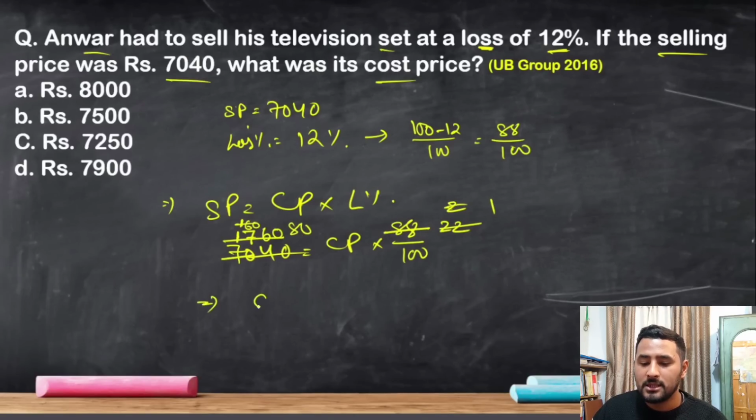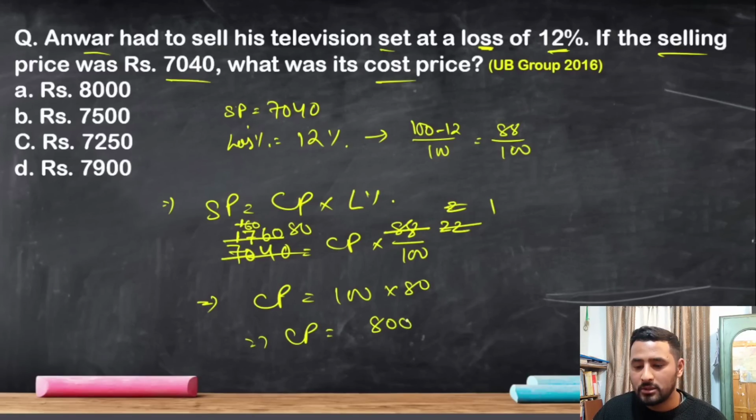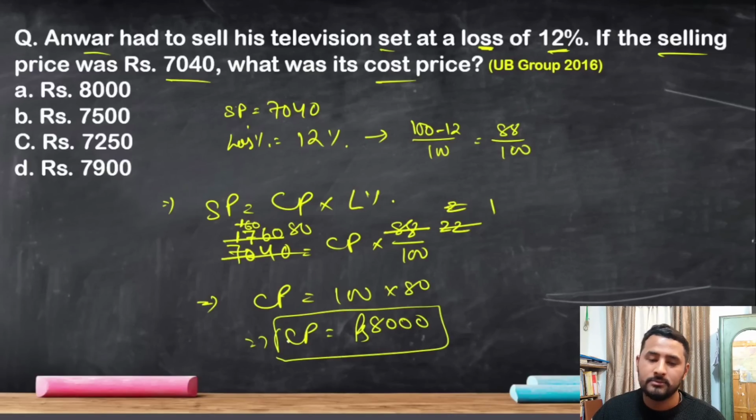So remaining will be how much? CP equal to 100 into 80. You get how much? CP as 8,000 rupees. Clear? CP will be 8,000 rupees.